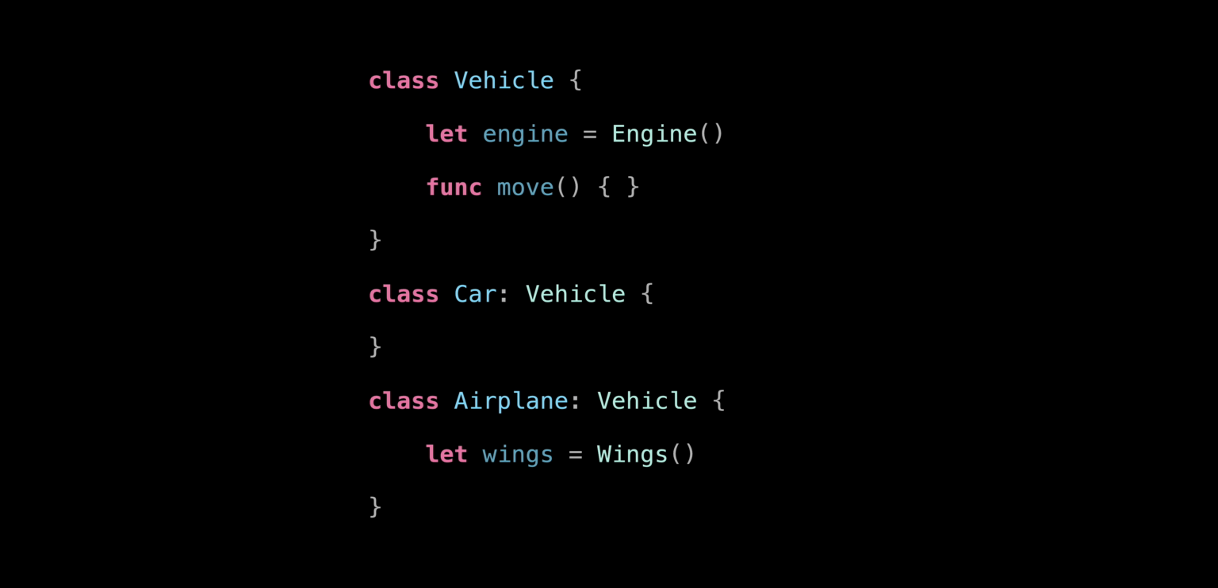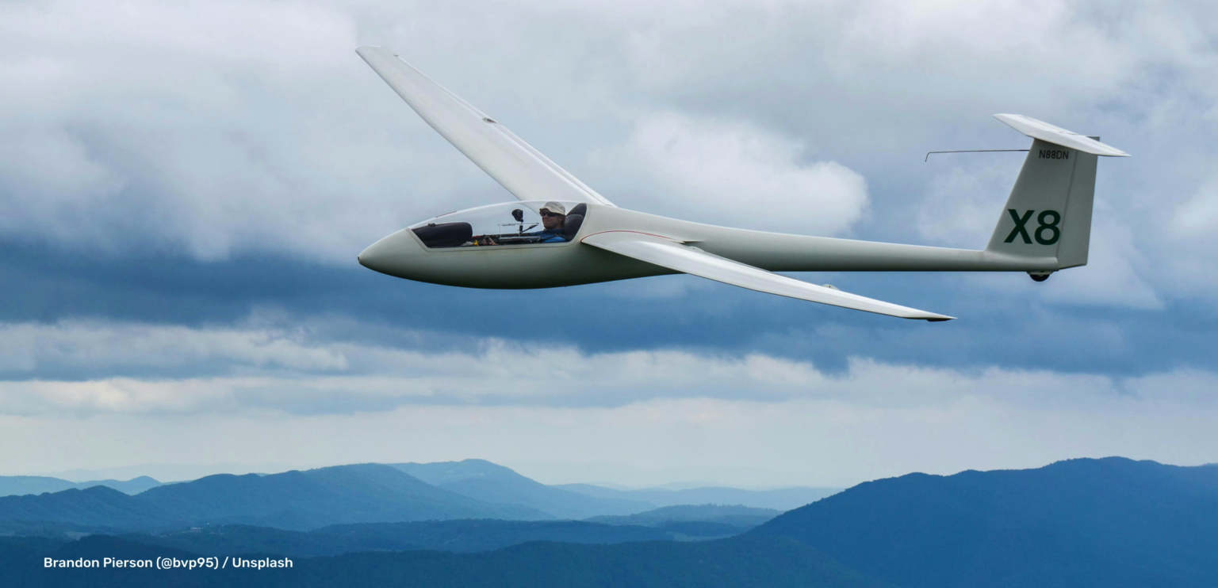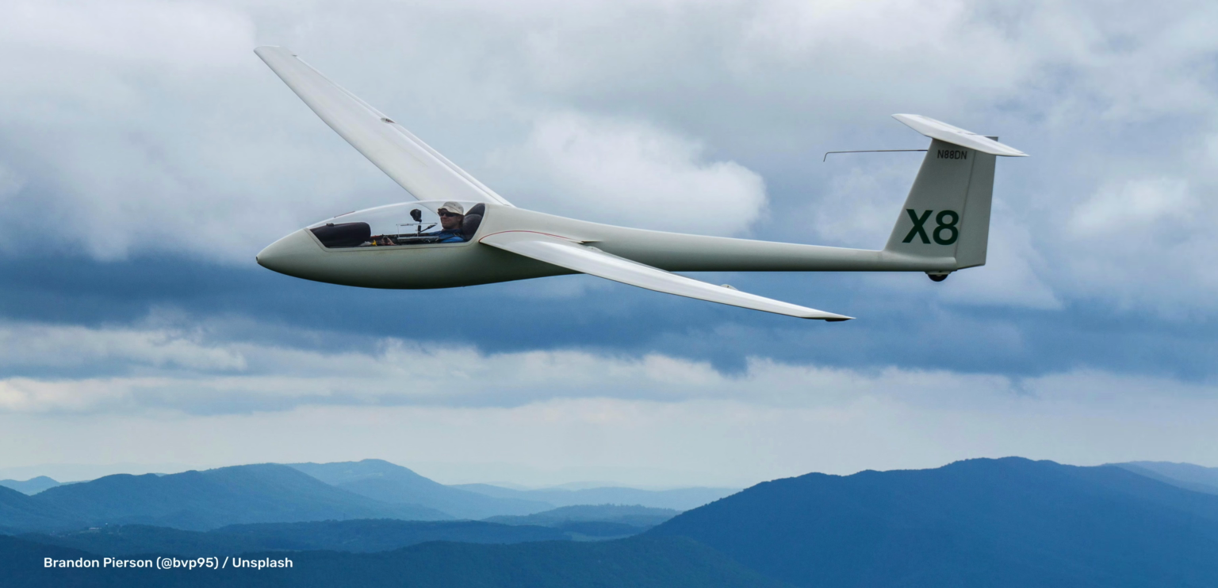Like, is it fair to say that having an engine is a property of every vehicle? If so, the car and the airplane would simply inherit this trait. But as it turns out, we can't say that. For instance, gliders are vehicles because they can move, but they don't have an engine.